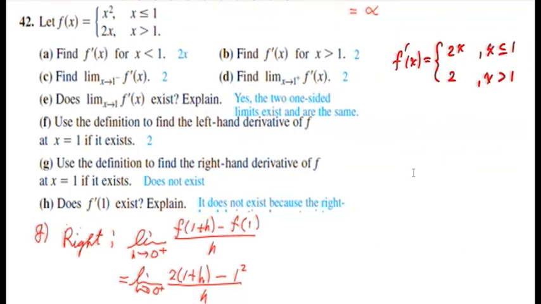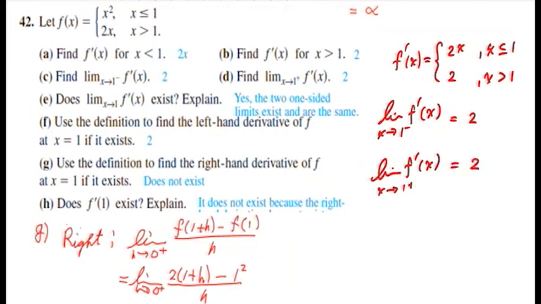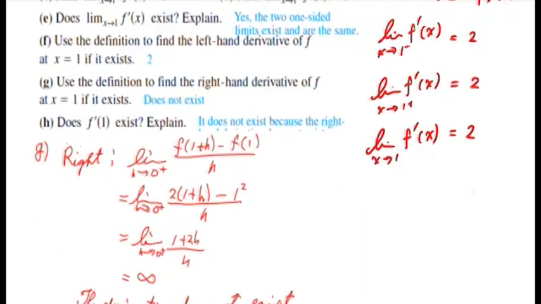So what you see here is if you take a limit of f prime of x as x approaches 1 from the left-hand side, you get 2. And then the limit of f prime of x, oh, this computer is really laggy, from the right-hand side, you get also 2, right? So that means, of course, the limit exists, as x approaches 1, it is equal to 2, right? But then does the derivative exist?